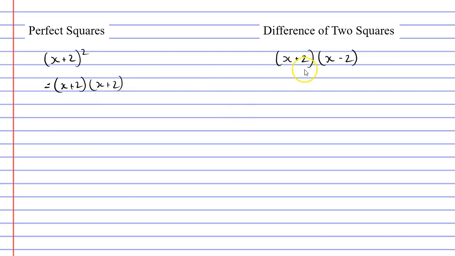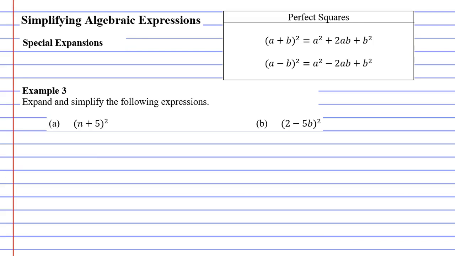Even though both examples look very similar, when you expand them, you get very different results. Quite often people get really mixed up between the difference of two squares and perfect squares, and they end up expanding it wrong. So what we'll do is get into our examples, and then we'll have a little discussion at the end about how people can get mixed up between perfect squares and the difference of two squares.